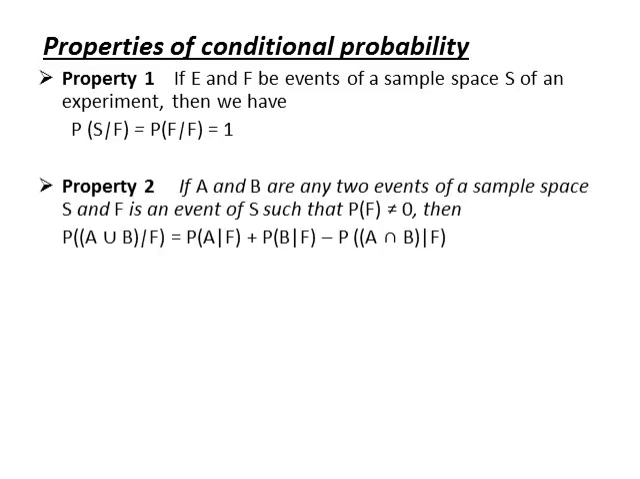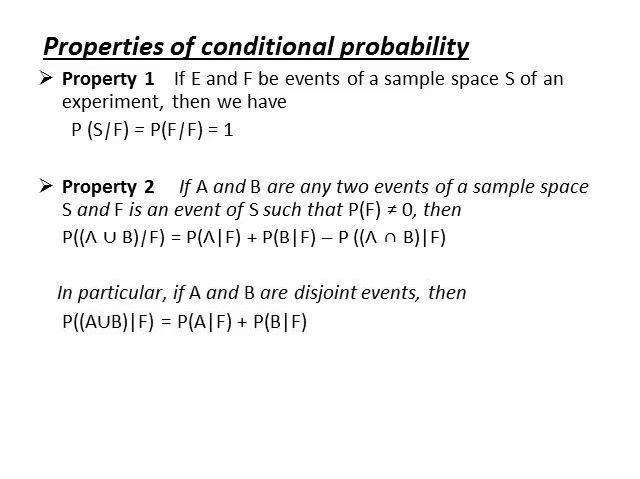Property number 2. If A and B are any two events of a sample space S and F is an event of S such that probability of F is not equal to 0, then probability of A union B given F equals probability of A given F plus probability of B given F minus probability of A intersection B given F. In particular, if A and B are disjoint events, or mutually exclusive events, then probability of A union B given F equals probability of A given F plus probability of B given F.